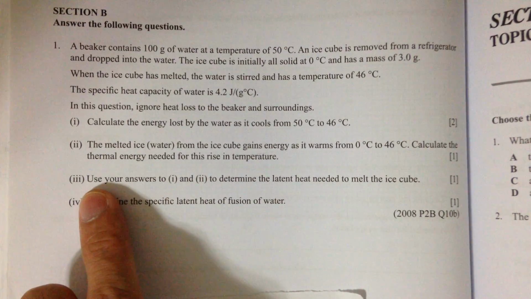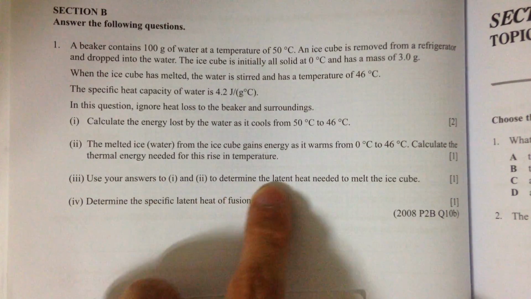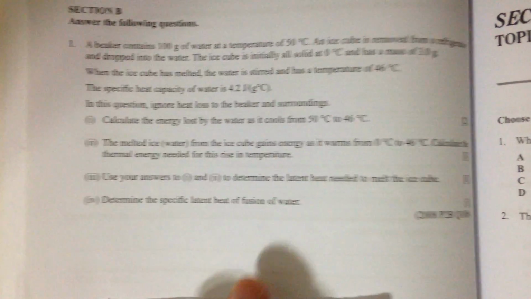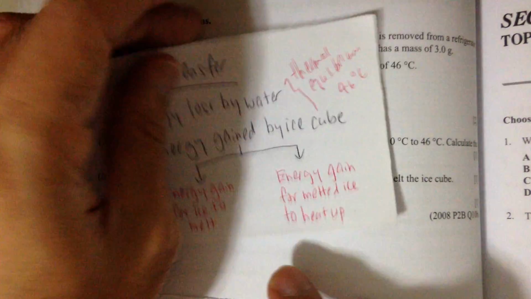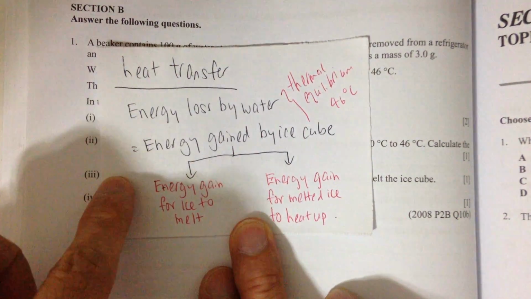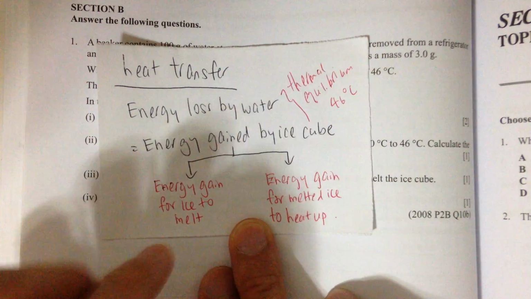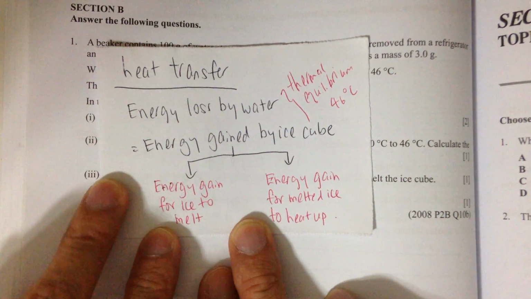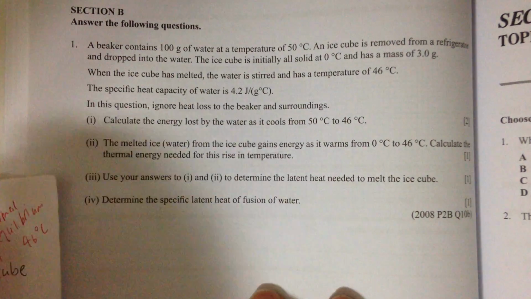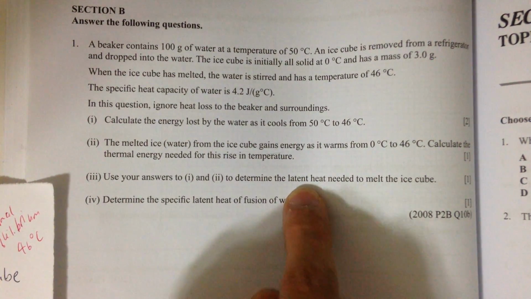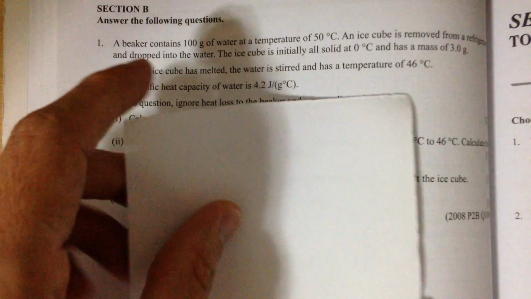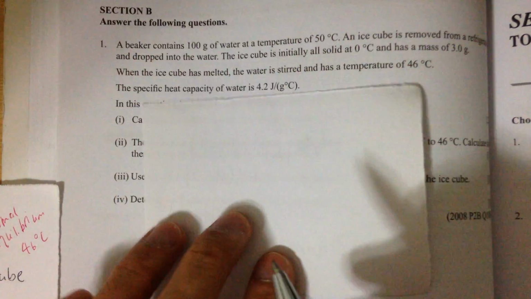The third question is the one that is most interesting. Use the answers in 1 and 2 to determine the latent heat needed to melt the ice cube. Now for this question, there will be two misconceptions. Number one is many students don't understand the structure of the energy transfer. So they did not realize that the latent heat they are referring to is actually the energy gained by ice to melt. The second problem students face is they do not understand what latent heat is in this case. They thought latent heat is the specific latent heat. So you need to understand the difference between latent heat and specific latent heat.